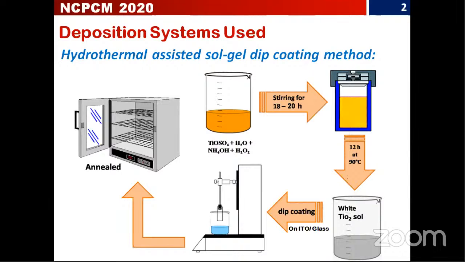In this method, I have prepared titanium dioxide nanocrystallite thin films using hydrothermal assisted sol-gel dip coating method. I have used titanium oxysulfate, or titanium sulfate, as my precursor, and this is the method by which I have prepared the titanium dioxide sol. After preparing the sol, we have dip coated it on ITO coated glass substrate using a dip coater unit. When the films are coated, we first dried them at 60 degrees centigrade, and later annealed them in a hot air oven.